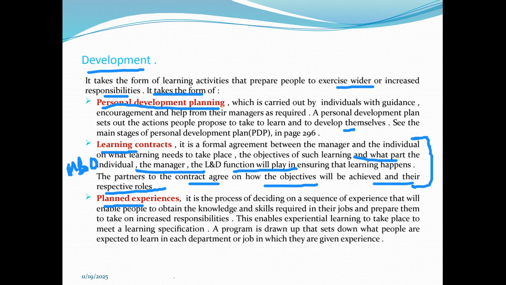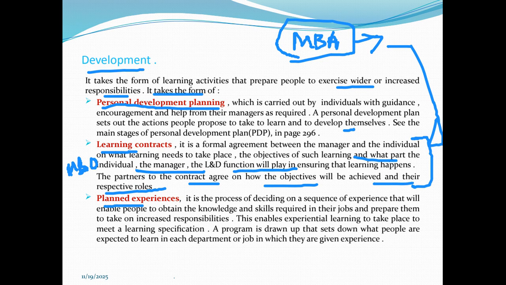Like we know in many organizations, the employees will ask, we want to increase our qualification to, say, an MBA, and the supervisor provides them basic relaxation. If he is working in shifts, the supervisor might not give him those shifts, so they will help them to enhance their learning. They can also be planned experiences.